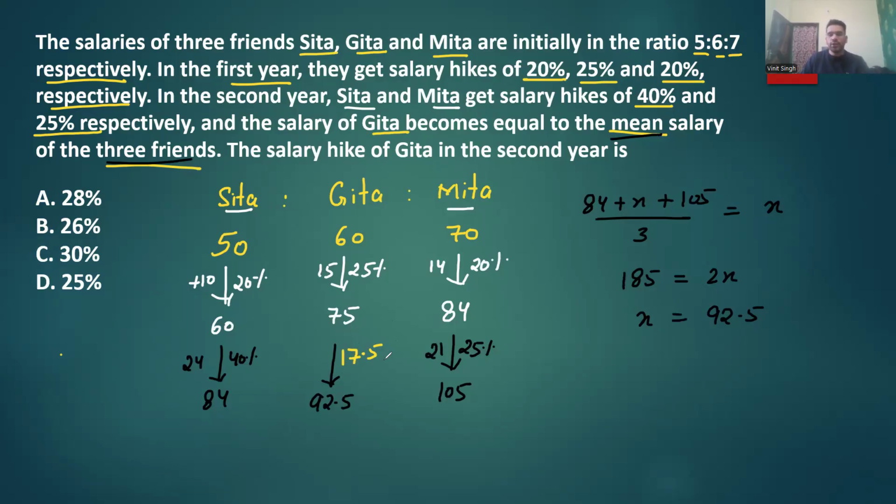So in percentage, 17.5 upon 75 into 100. I think there is a problem. Okay, 75.